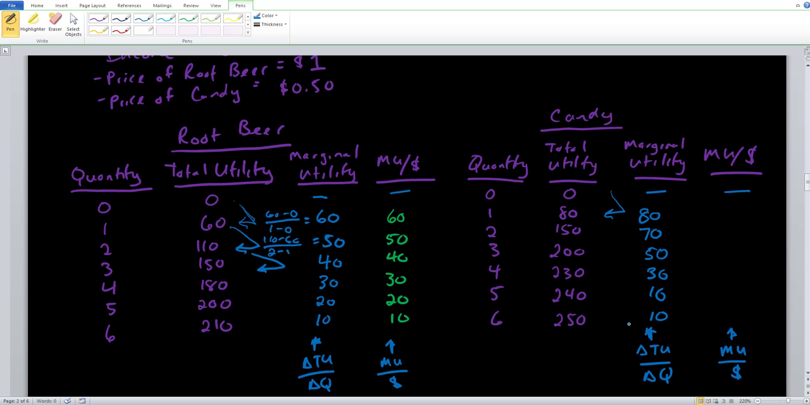So as you can see right here, the law of diminishing marginal utility still holds. It doesn't really matter that some of these are equal to one another. It's still staying constant in this case. So the law is still going to be apparent here.